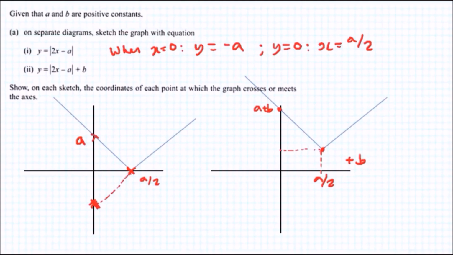And that's it. I think we are pretty good here, aren't we? Oh yeah, the corners to each point. So again, this is a over 2, b. And that's it. Let's move on to the next part.